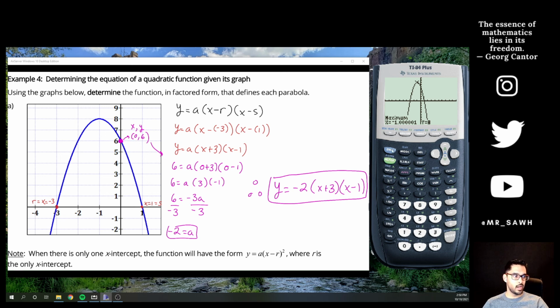You can find the y-intercept as well. Second trace, option 1 is value. Put in 0. There it is at 6. So you know the equation's the same when you see those 2 points on there.